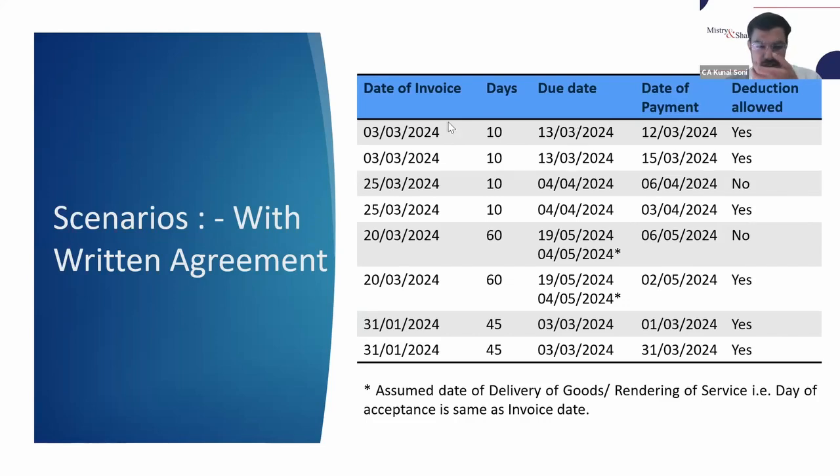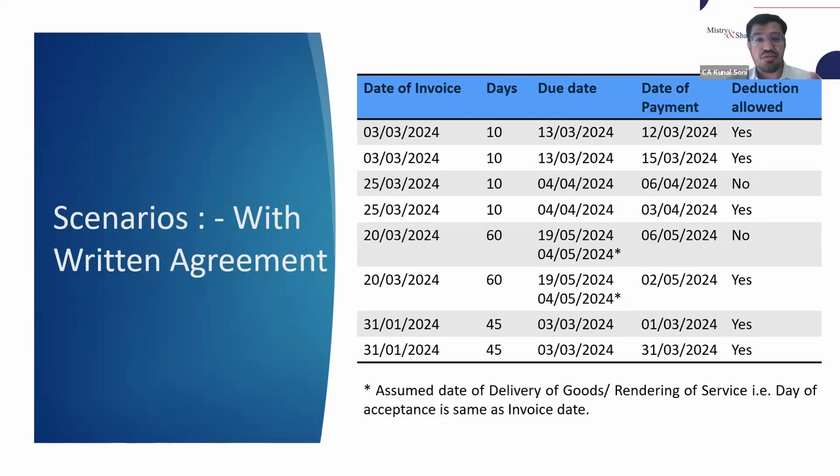First scenario: the date of invoice is 3rd March 2024, and the days as per agreement are 10 days. So the due date would be 13th March 24. Payment is made on 12th March 24. So yes, the deduction would be allowed in 23-24 itself. In the second scenario, the due date is 13th March, but payment is made on 15th March. It is after the due date, but well within the financial year 23-24. In that case, the deduction would be allowed.